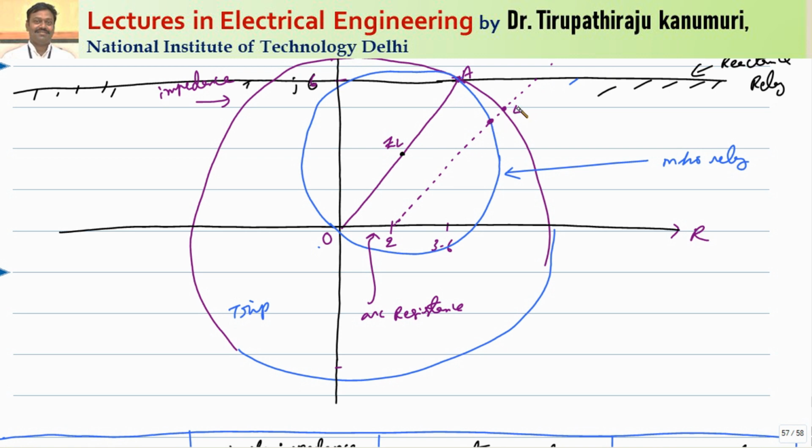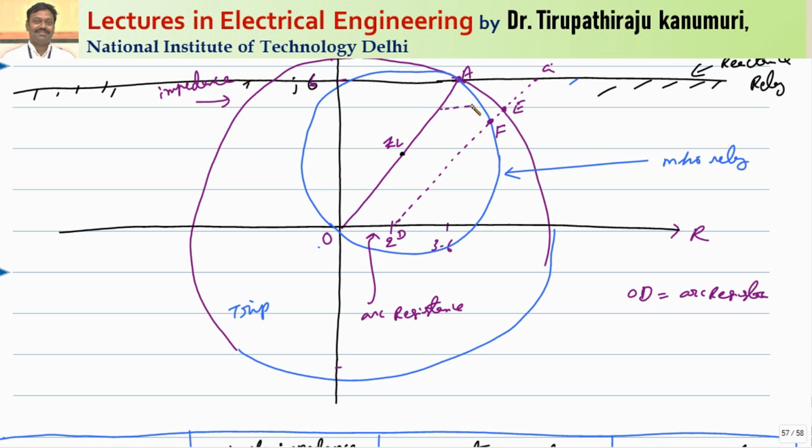Let the point where it is intersecting your impedance relay be represented by E, wherever it is intersecting your Mho relay I represent by F, and wherever it is intersecting with your reactance relay I can represent by some value G. Getting this one? So this point I am taking as D. The value of OD indicates the value of arc resistance.